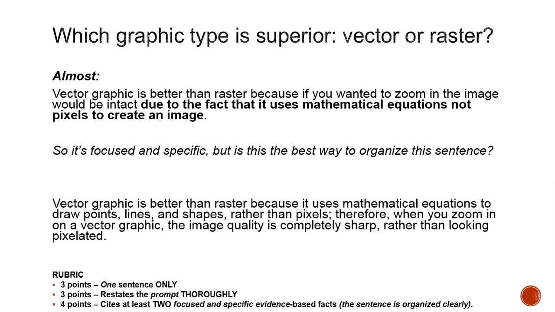So vector graphic is better than raster because it uses mathematical equations to draw points, lines, and shapes rather than pixels. So now I'm comparing the two. I'm showing what's better about vector versus raster, right? And I'm being more specific. Therefore, when you zoom in on a vector graphic, the image quality is completely sharp rather than looking pixelated. So you just see that's just a little more complete, more focused.